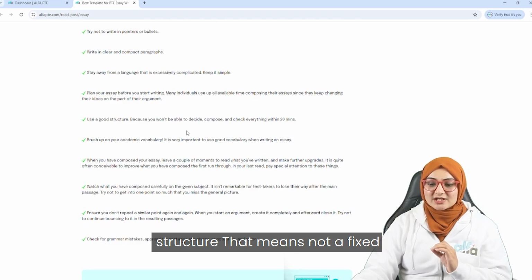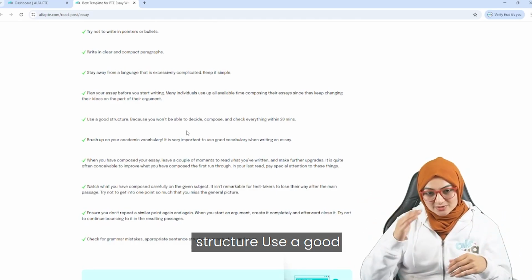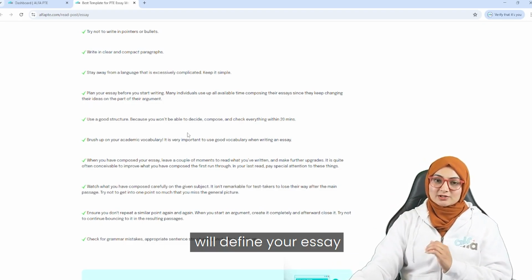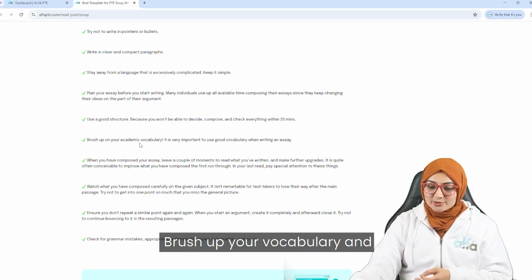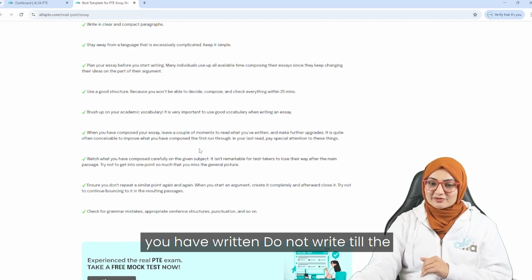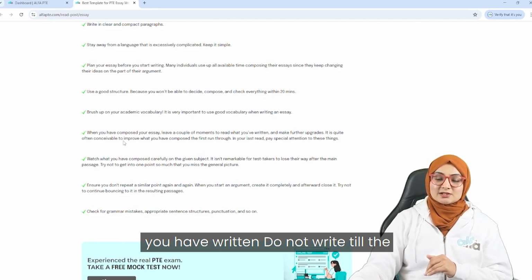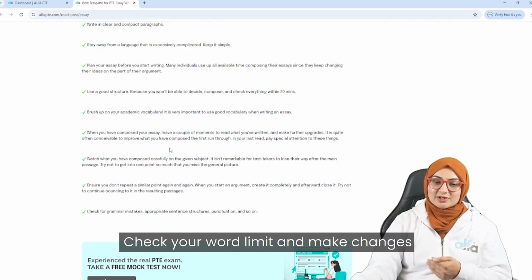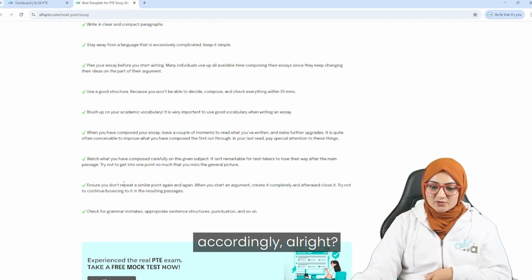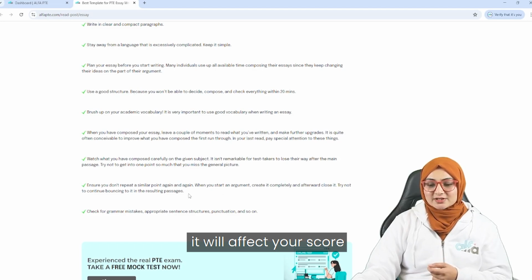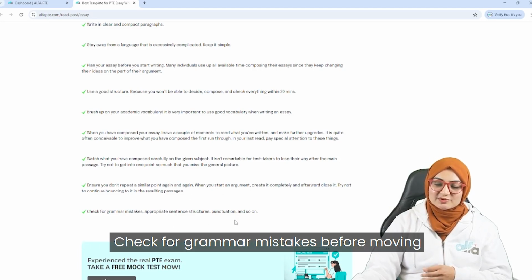Use a good structure, that means not a fixed structure. Use a good set of words that will define your essay. Brush up your vocabulary and leave a couple of moments to read what you have written. Do not write till the very last moment. You should have at least 5 minutes to go through your essay, check your word limit, and make changes accordingly. Don't repeat similar points again and again, because it will affect your score. Check for grammar mistakes before moving on.